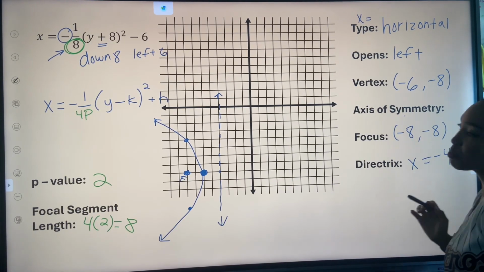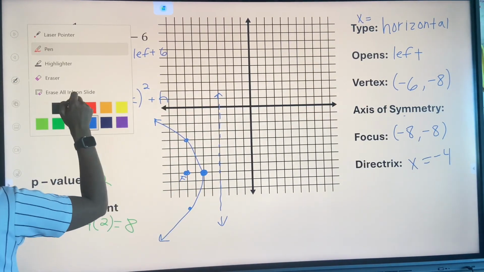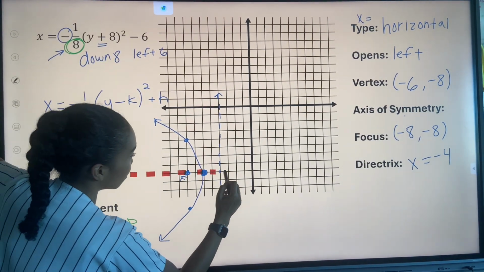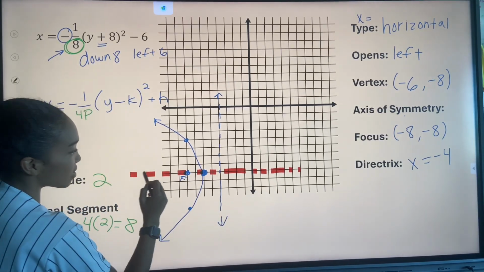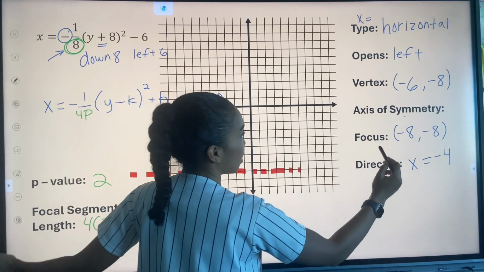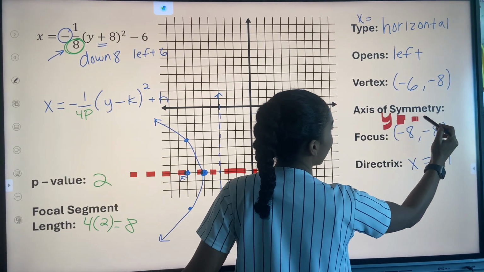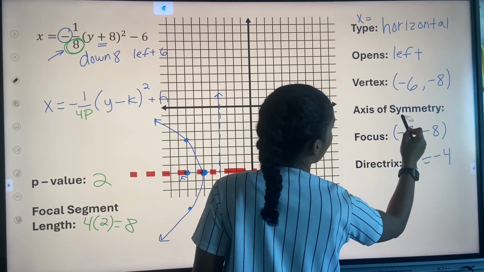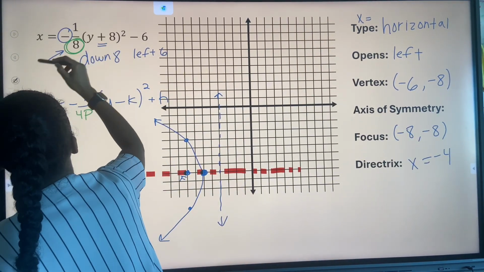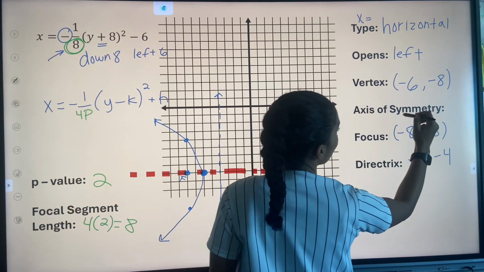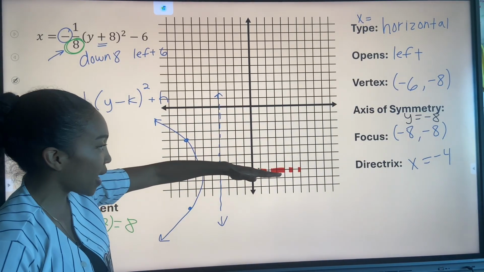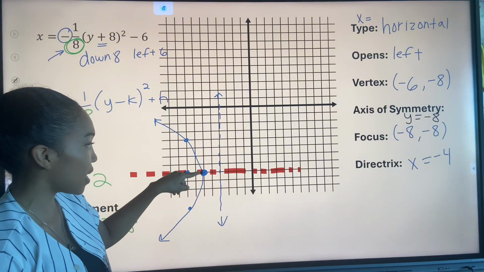Your axis of symmetry, what do you guys think that is? X equals -6. Really? Oh, no. Come on, you guys. Axis of symmetry? Y equals -8. Yes, y equals -8. Your axis of symmetry is y equals -8 because it crosses the y-axis at -8.